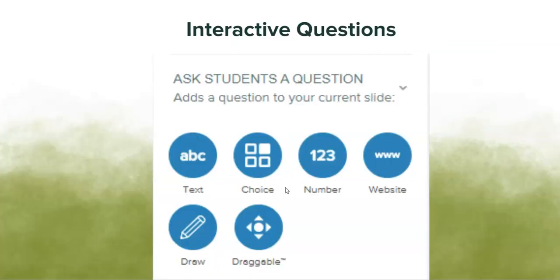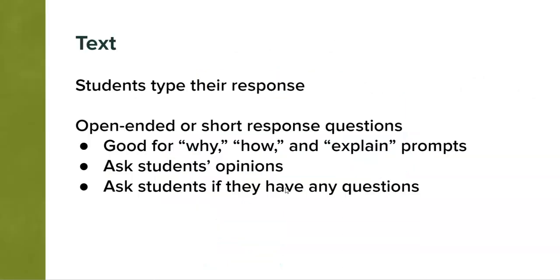So there's different types of questions that the teacher can ask. They can give them a text, choice, numbers, websites, draw, and draggable. So I'm going to go through some of these. So with text, that's the more simple ones that we know. A teacher can ask a question, and then the students respond back. Different levels of questions, however you want to ask, the what, the how, and the explain kind of prompts. If you want to ask students for their opinions on certain things that they've talked about. And then, of course, the biggest one, that feedback.